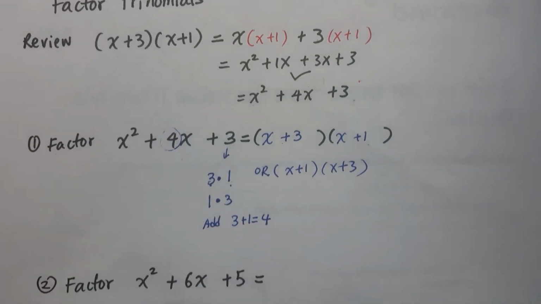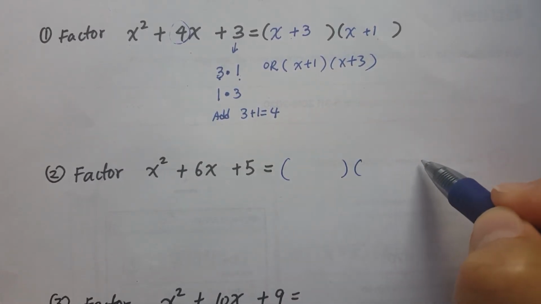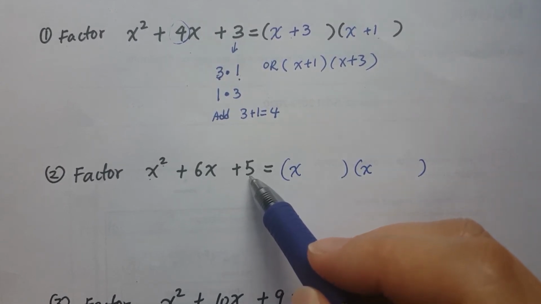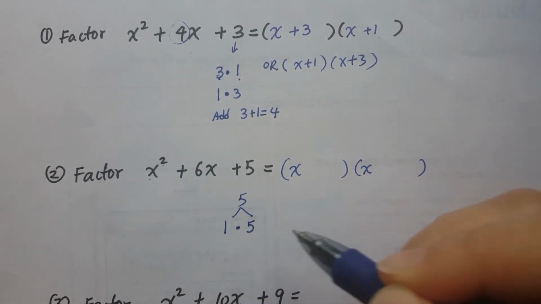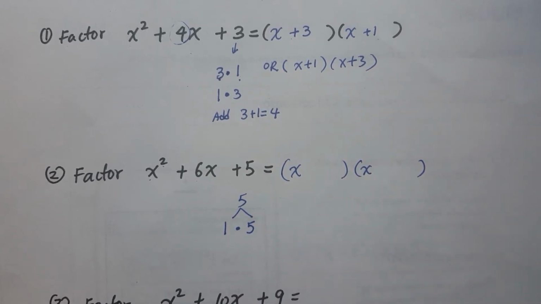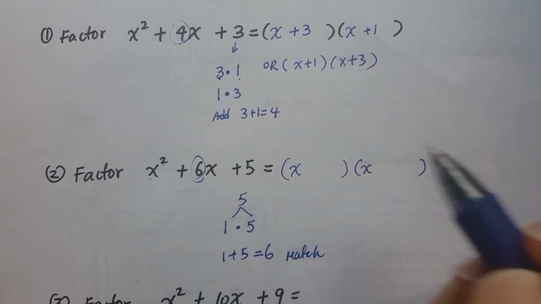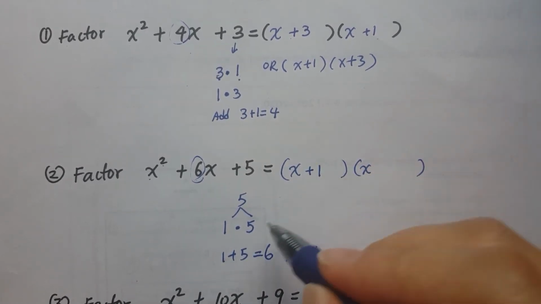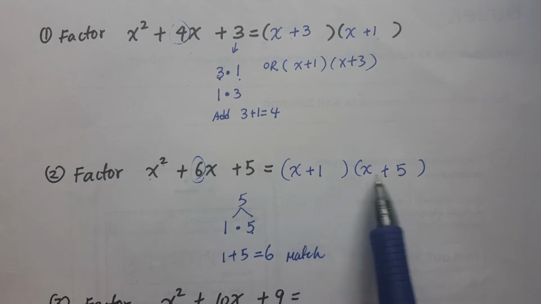Now let's take a look at number 2. We got x squared plus 6x plus 5. So now we're going to put parentheses, x squared becomes x and x. We need to find two numbers that multiply equal 5 and add together equal 6. So for 5, we get 1 times 5, or 5 times 1, which is the same. So now you're going to do 1 plus 5 equals 6. So now it matches, because that's what we get, 6. So now we're going to do x plus 1, because positive 1, and plus 5. So we finished. That's the answer. The two numbers multiply to 5 and add together to 6.